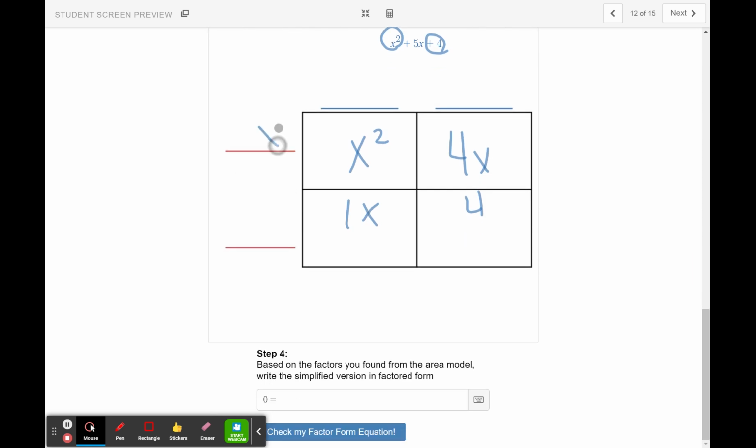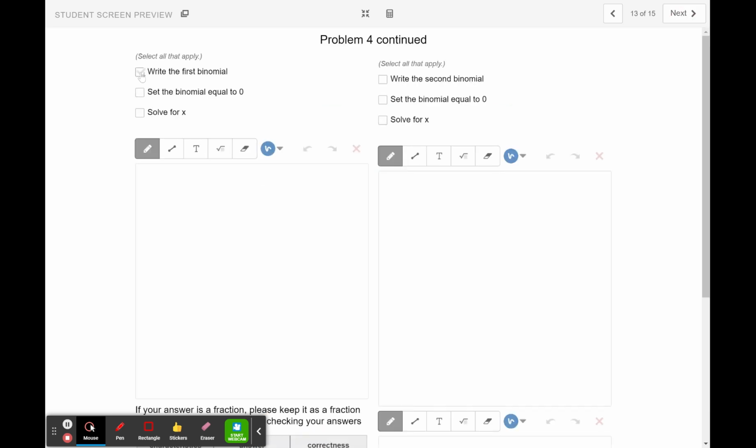So GCF of x squared and 4x is just x. GCF of 1x and 4 is a 1. GCF of x squared and 1x is an x. And then GCF of 4x and 4 is a positive 4. Now once again, it does not matter which binomial you put first, you're going to get the right answer. Now, just like in all of the other slides, I like to separate these. I just copy and paste them, make my life easier. You do not need the parentheses. So minus 4 on both sides.